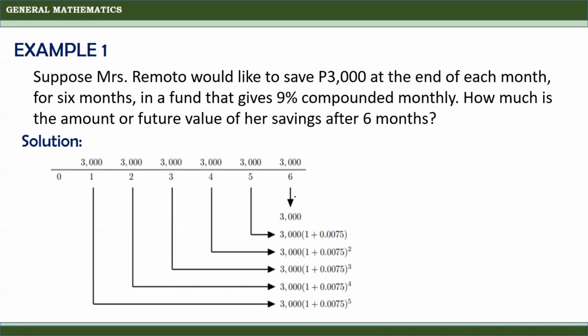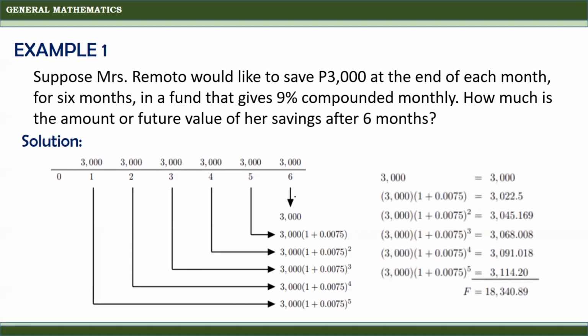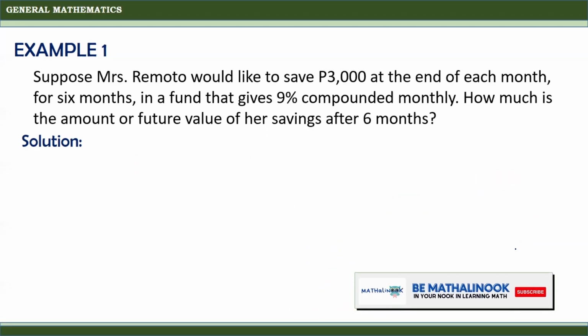To determine its future value, we can simply add all these values here, giving us 18,340.89. Therefore, the savings of Mrs. Remoto after 6 months of payment of 3,000 pesos with an interest of 9% compounded monthly will amount to 18,340.89. How about using the formula instead of illustrating or computing each payment manually?